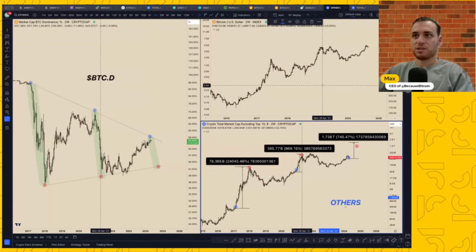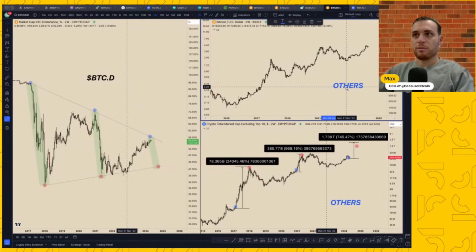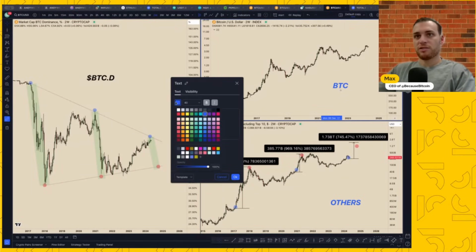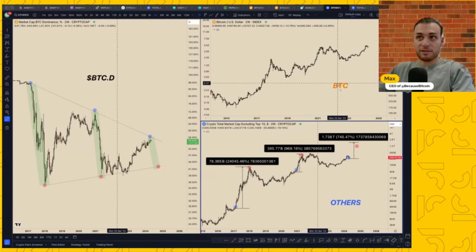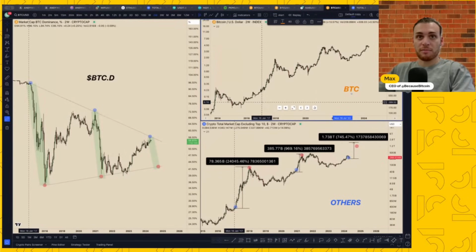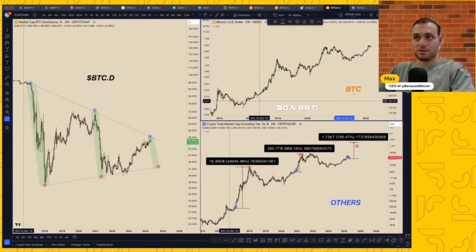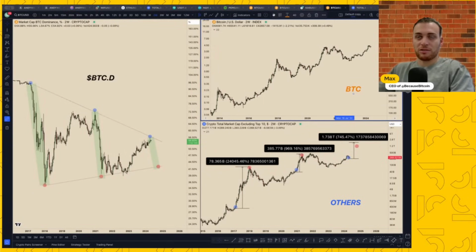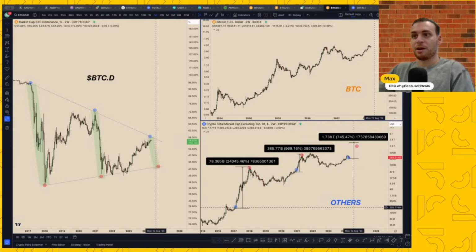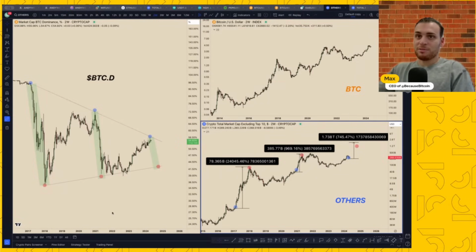Okay, so let me just label this so we don't forget. And the reason I'm showing you guys this is because you want an answer to the question: is Max going to be selling his altcoins? And I have to answer it this way because this is when I'm going to sell my altcoins. So don't be surprised later, months and months and months from now, when I come on here and I'm like, yeah, guys, I'm selling my altcoins. This is going to be exactly why. So let me show you.